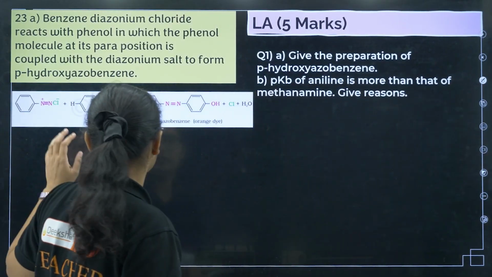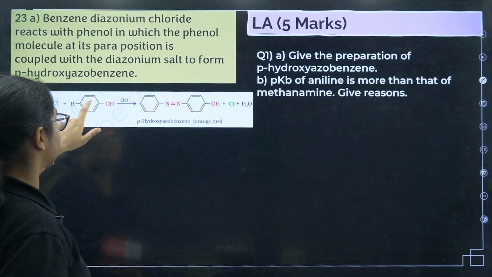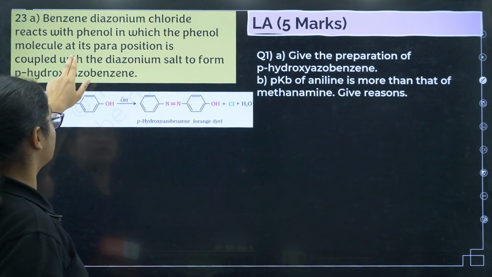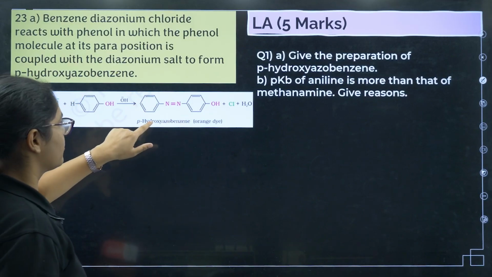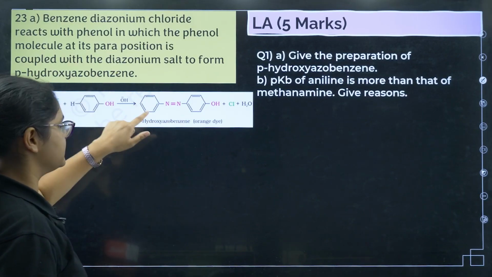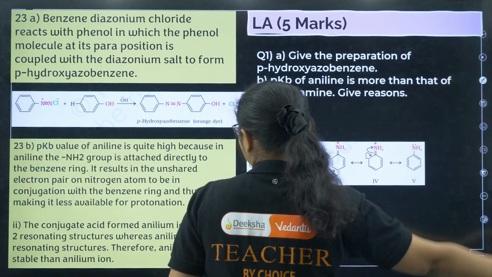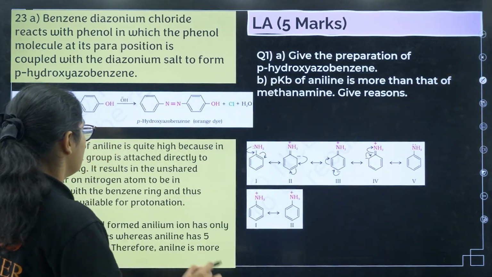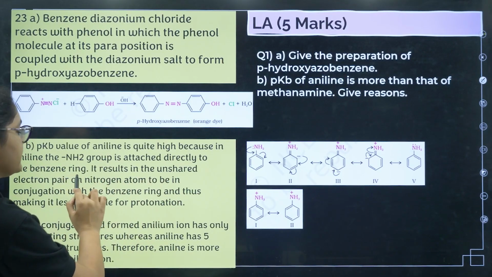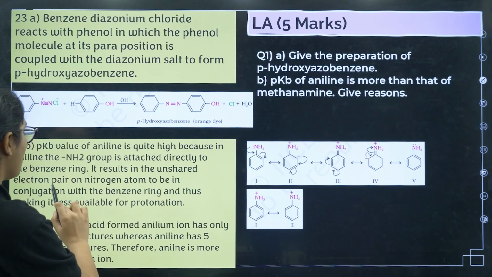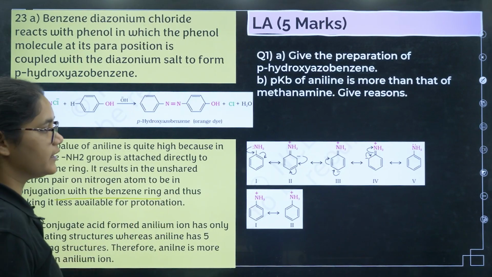So first of all, for para-hydroxyazobenzene, benzene diazonium chloride reacts with phenol, in which the phenol molecule at its para position is coupled with the diazonium salt, okay, to form para-hydroxyazobenzene. Next, for pKb of aniline, you can see here that there are 2 reasons. First of all, pKb of aniline is quite high because in aniline, the NH2 group is attached directly to the benzene ring. It results in the unshared electron pair on nitrogen atom to be in conjugation with the benzene ring.